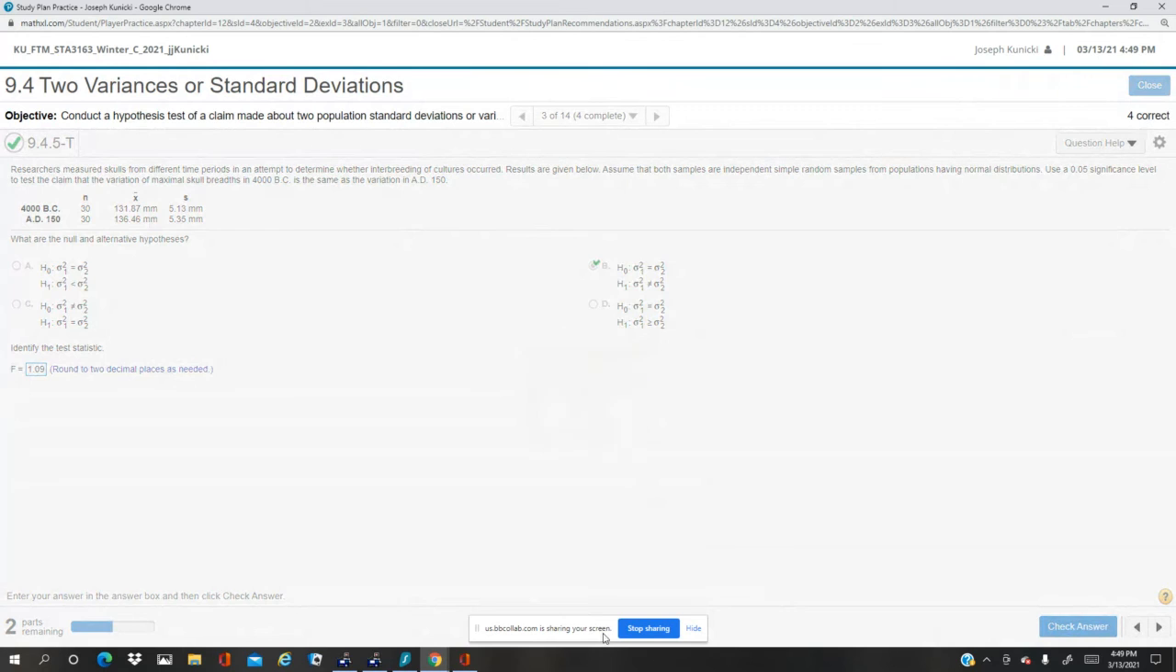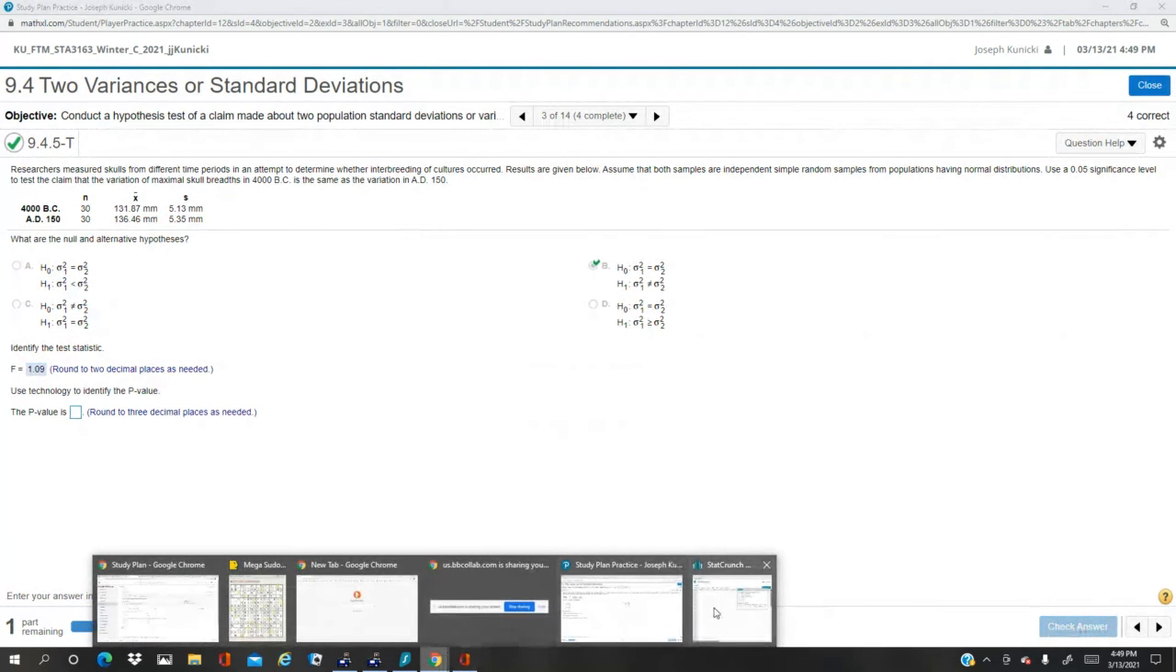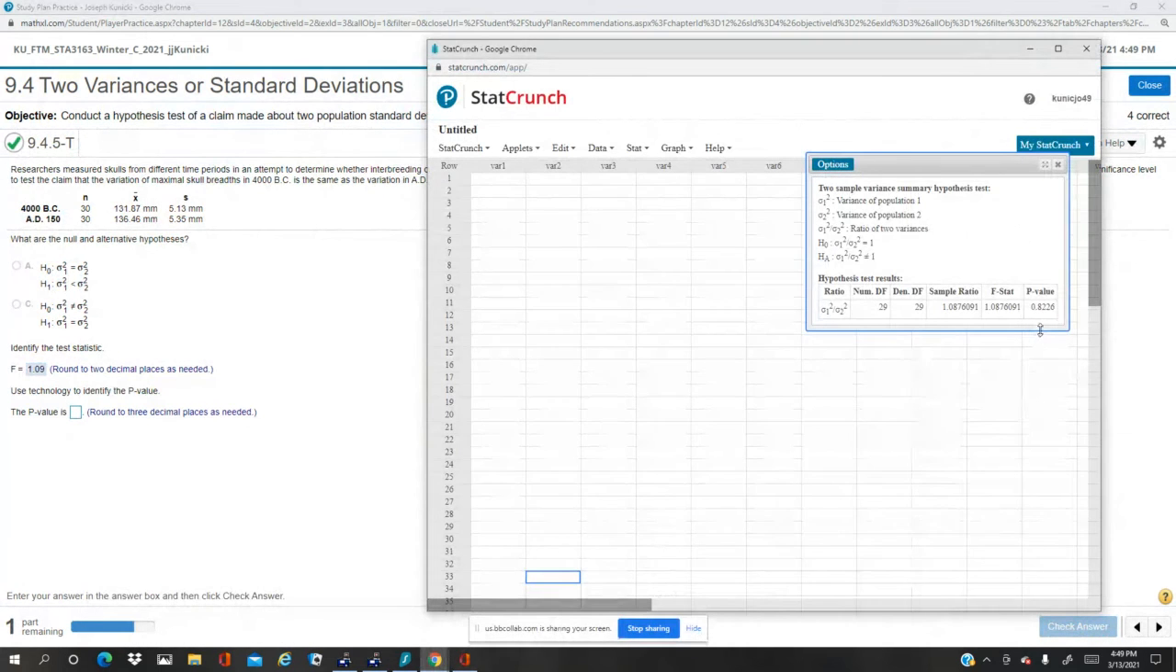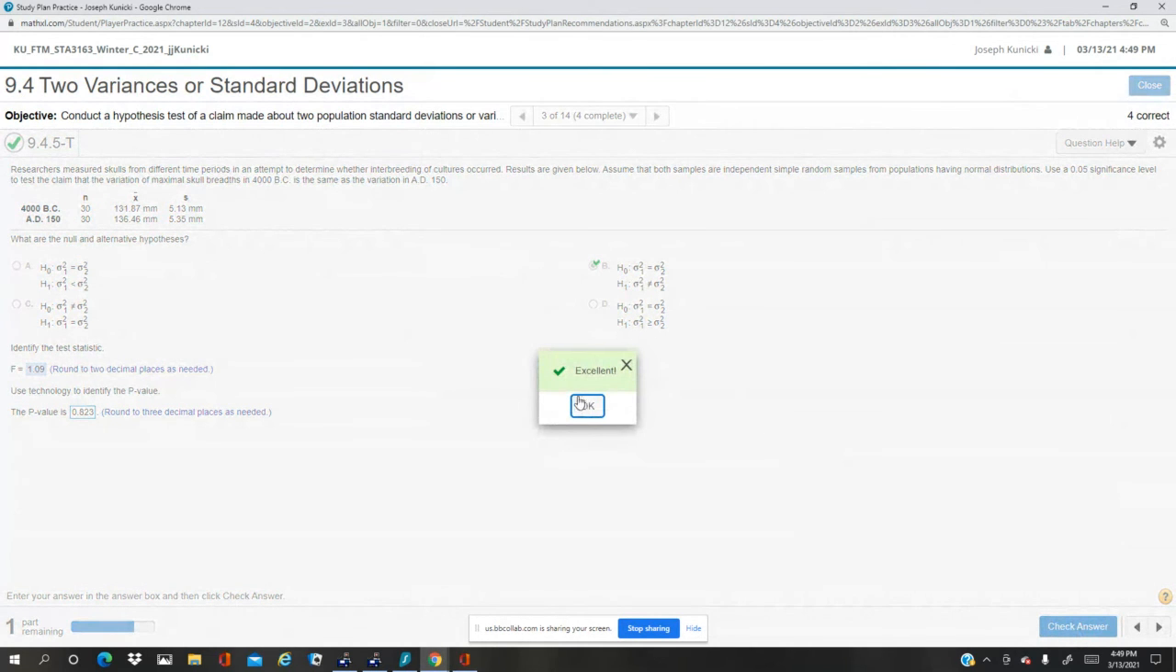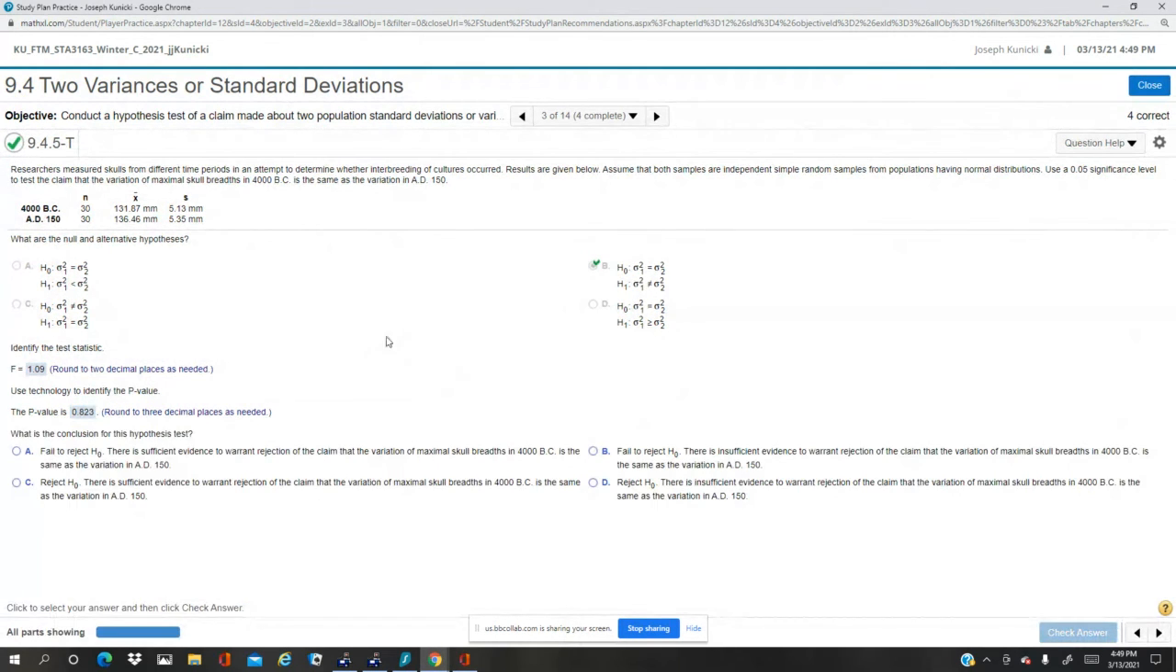And the p-value is 0.823, 3 decimal places, 823. Okay. So if the alpha is 0.05, we're way above that. We're failing to reject.